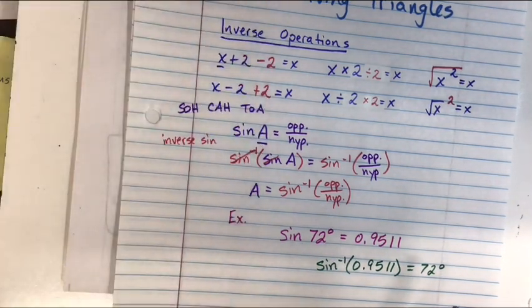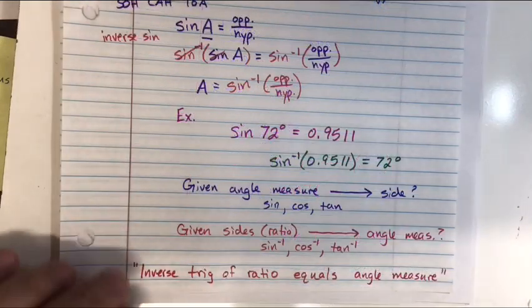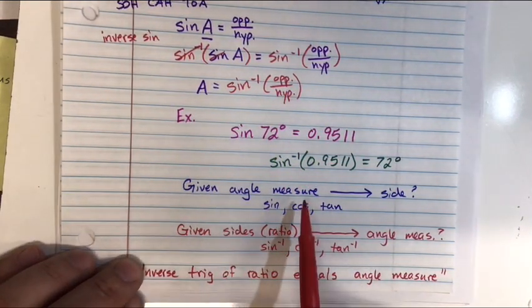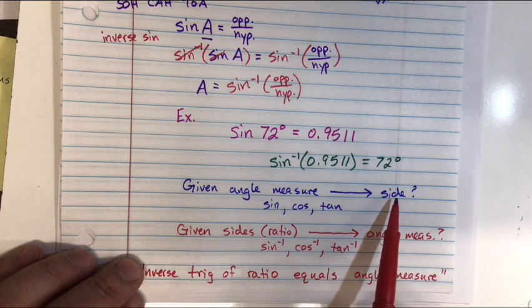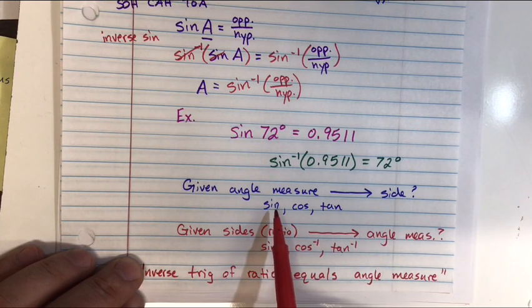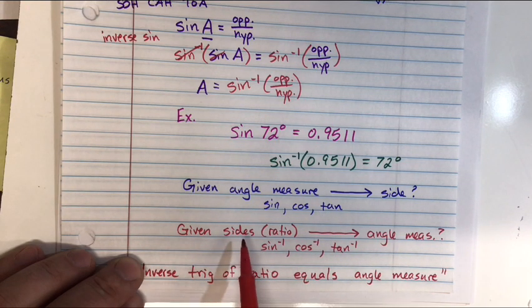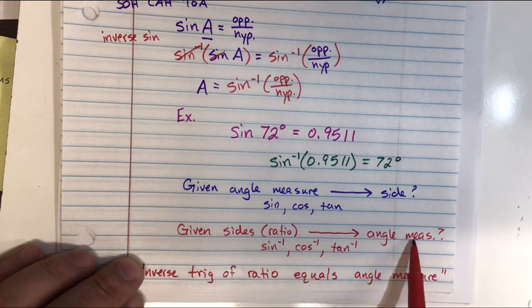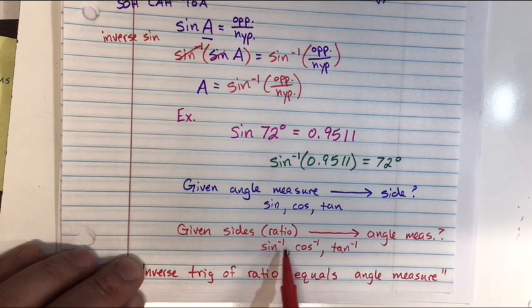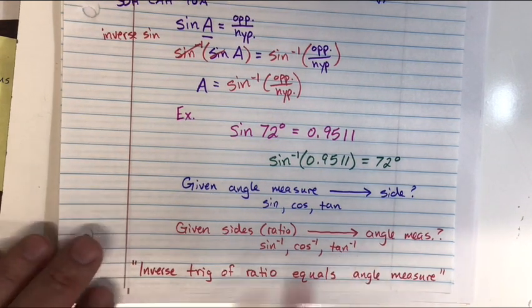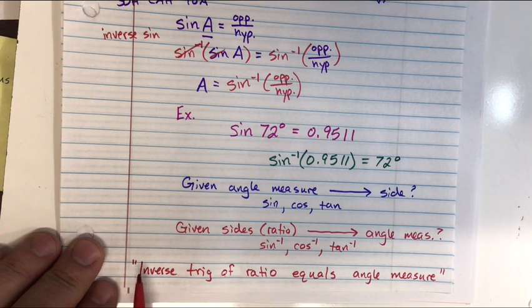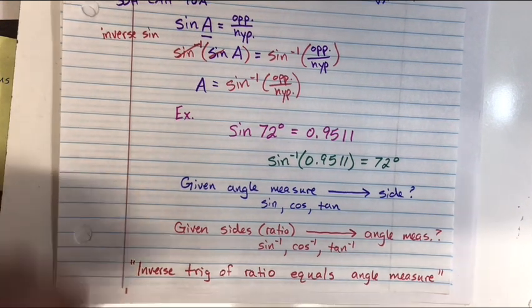Okay, so here's a little note I want you to jot down. If we are given the angle measure, and we're looking for a side length, we use regular sine, regular cosine, regular tangent, like we did in the previous lesson. But if we are given the sides and we are looking for an angle measure, we use inverse sine, inverse cosine, or inverse tangent. And so it really means this. The inverse trig of the ratio, so the inverse sine, cosine, or tangent of the ratio equals the angle measure. So we're going to put that into practice with a couple examples.